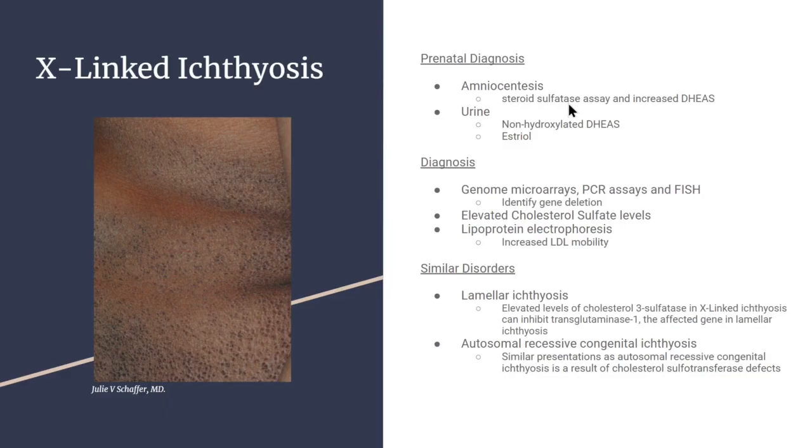Now, how do we diagnose this? We can diagnose this with amniocentesis. So you can do a steroid sulfatase assay, or you can look for increased DHEAS. In urine, you might find those non-hydroxylated DHEAS as well as estriol. And then we're moving more towards microarrays, PCR analysis, FISH, which help identify deletions better, but those other options are available up top. Elevated cholesterol sulfate levels are often found as well, and you can even see increased LDL mobility.